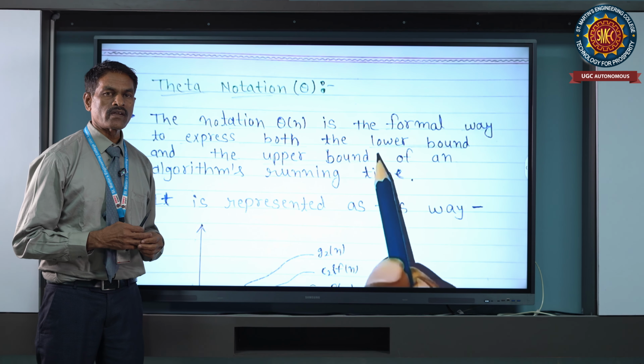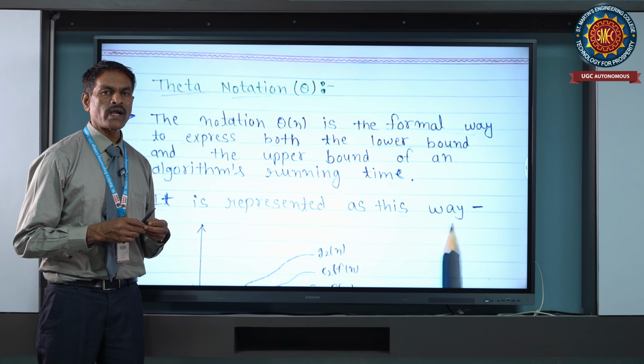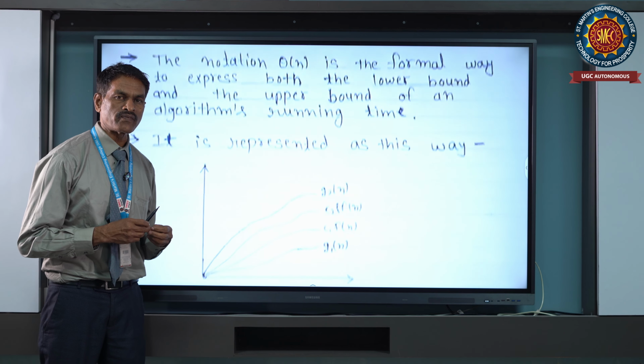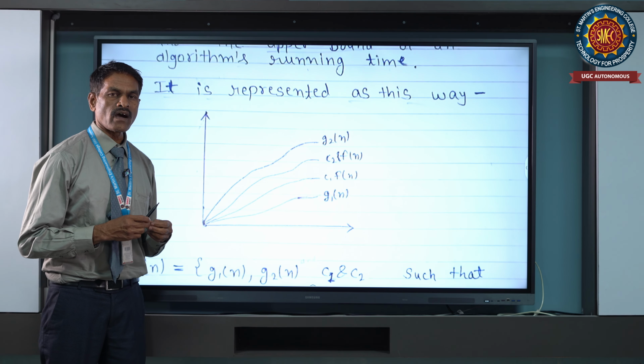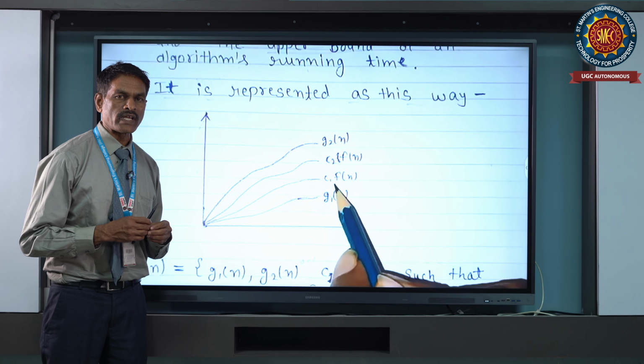Then there are little o and little omega notations. Little o notation is f of n less than c of g of n. It is strictly less than, not equal. That is little o notation.